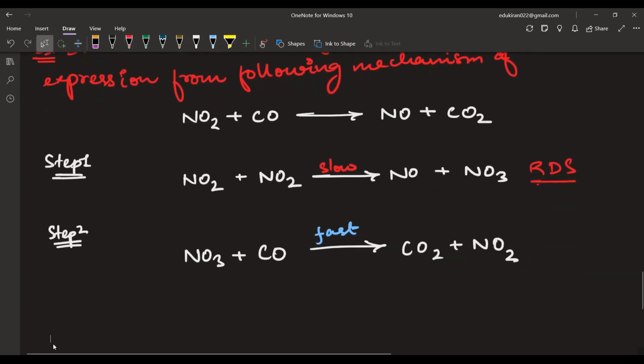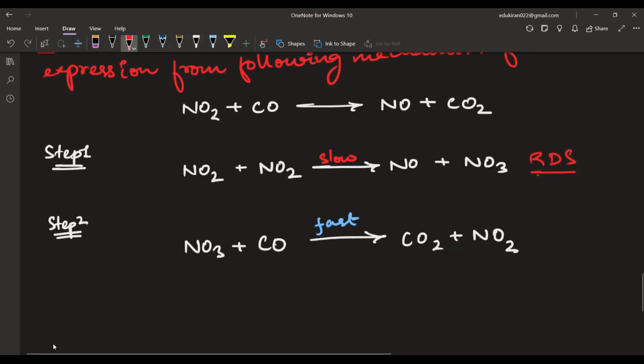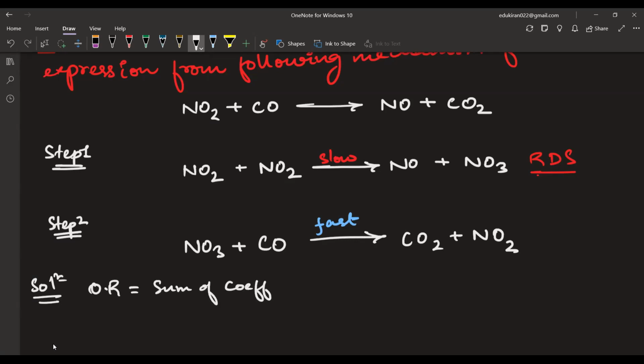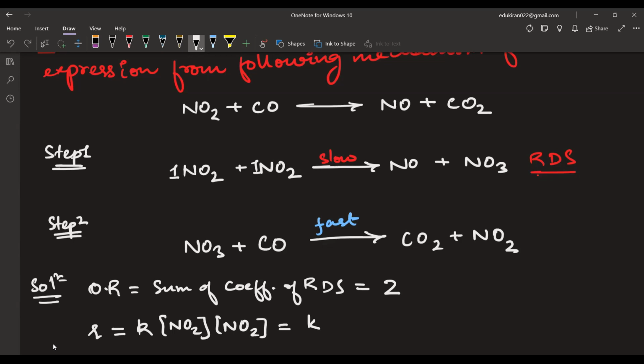Now we know that it is balanced also. So from here you can write this solution. Order of reaction is equal to the sum of coefficients of RDS, right? So what is the coefficient here? 1 and 1, that is equal to 2. This will be the order of reaction. And the rate law will be equal to what? K into the concentration of NO2 into the concentration of NO2. That will give you K into NO2 square.